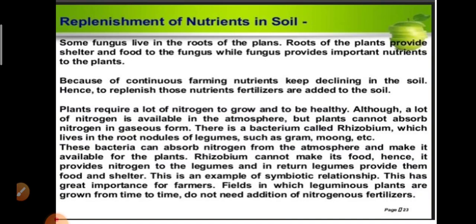Rhizobium cannot make its food. Hence, it provides nitrogen to the legumes, and in return, legume provides them food and shelter. This is an example of symbiotic relationship. This has great importance for farmers. Fields in which leguminous plants are grown from time to time do not need addition of nitrogenous fertilizers.